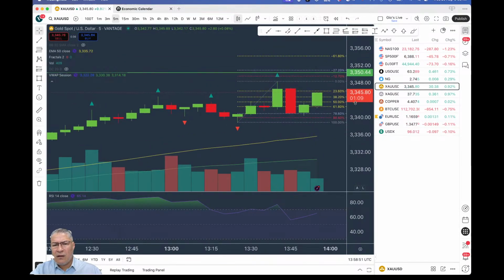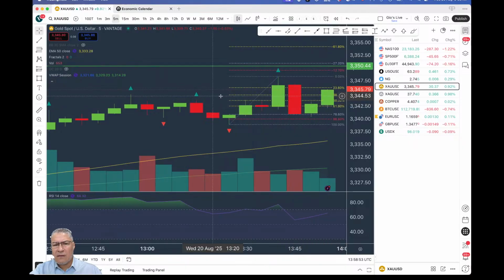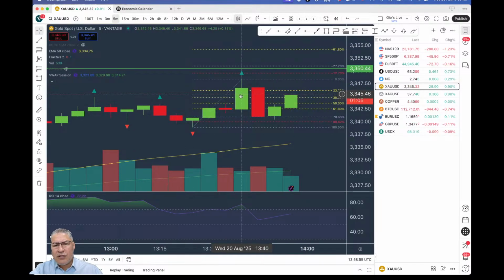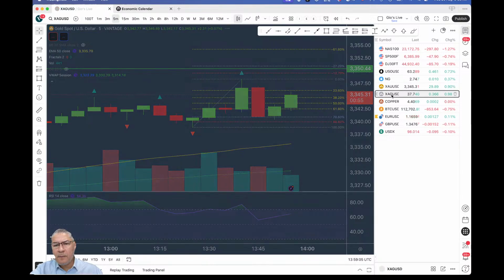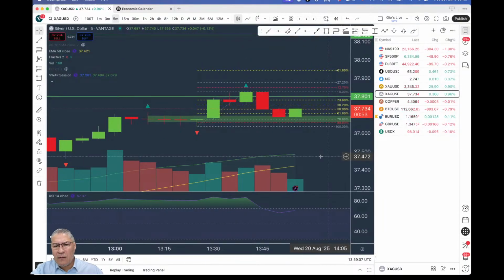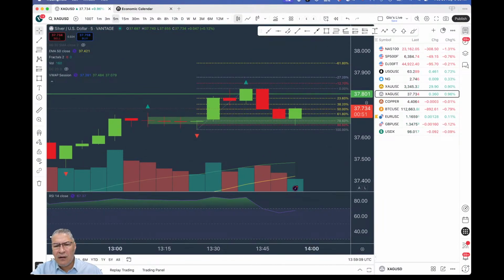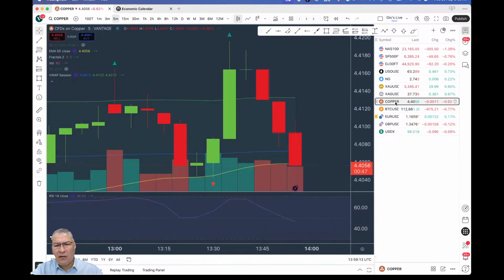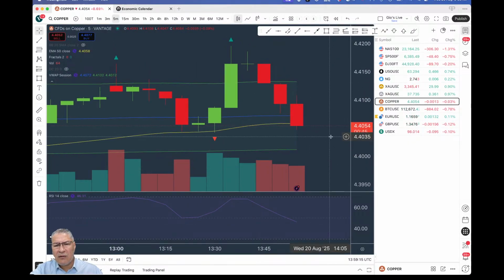Gold still churning along higher. So take the trade on the blue line, target the blue line. Then we have silver chugging along. Copper is just tanking. Ooh, wow. It's just continuing to drop.